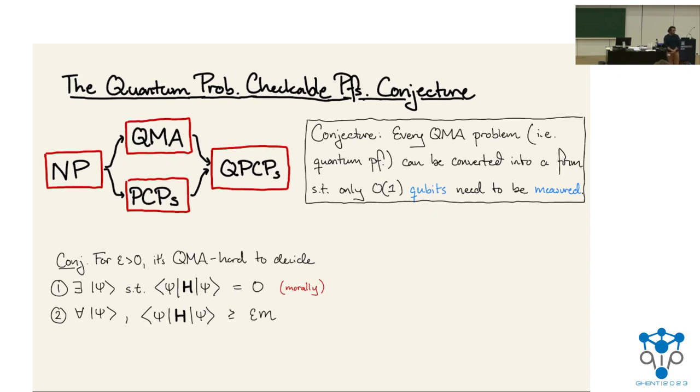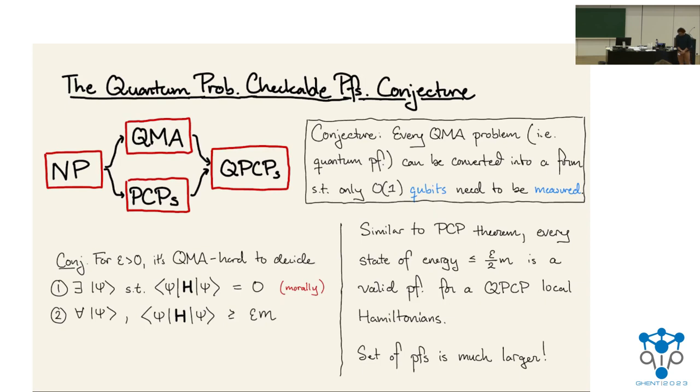Or is it the case that this Hamiltonian is very frustrated, that for every state psi, psi H psi is bigger than some epsilon m? And in the classical setting, that epsilon was 1/2. We don't know exactly what it is, so right now I'll write it down as epsilon. But there's something important that comes up, which is similar to the PCP theorem.